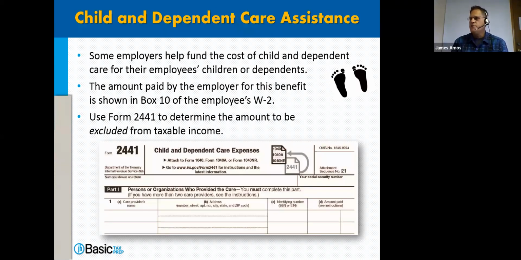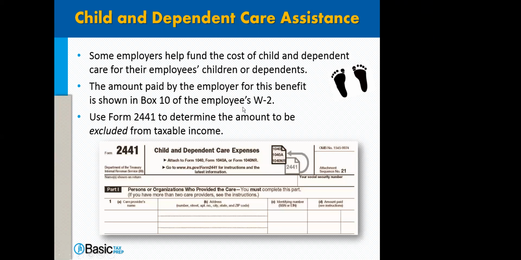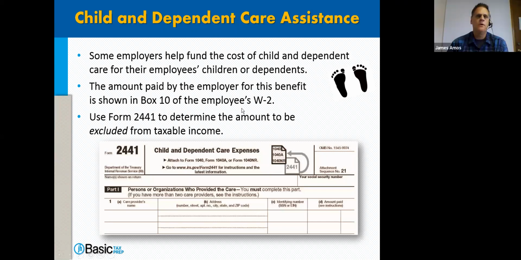Now let's talk about child and dependent care assistance. Some employers help fund the cost of, we'll just call it child care for short, for their employees' children or other dependents. If the employer has paid some of this, the amount they paid is going to show up in box 10 of the employee's W-2. Now, we skipped over that when I went through the W-2 because I wanted you really focusing on other boxes, but now's the time to pay attention to that.